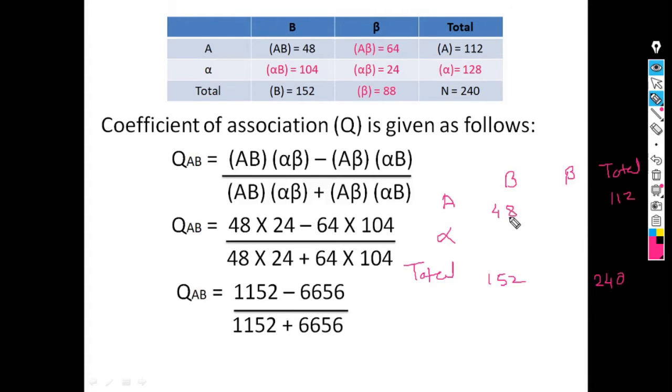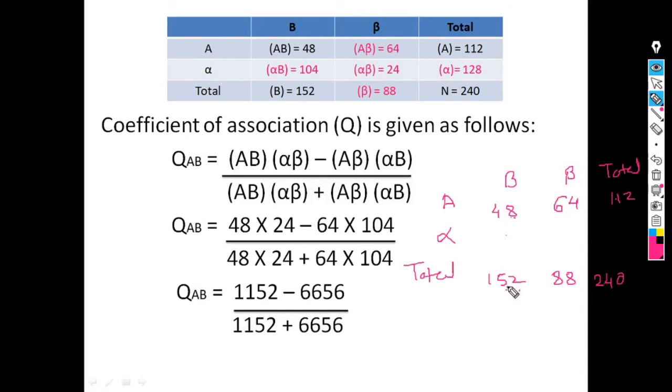Since these two values are given, we can calculate this value of A beta. A beta is 112 minus 48, it is 64. Now from these two values, the value of N is given and B is given, so we can calculate the value of beta. It is 240 minus 152, that is 88. Now from these two values, we can calculate this value of alpha B.